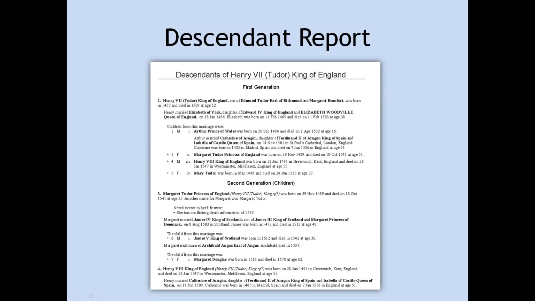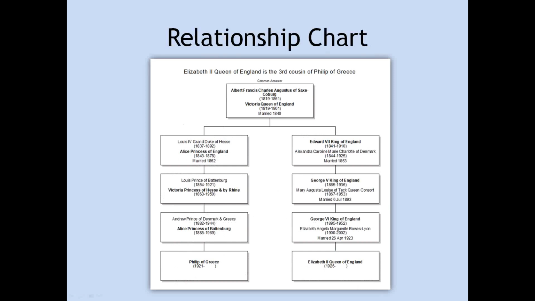Now, of course, you might want to go the other way, showing all the descendants of a significant ancestor. Here we have Henry VII, who is also an ancestor of Queen Elizabeth, showing the first two generations of his family in what is quite a long report. Sometimes we just want to prove how we're related to somebody. Perhaps you have a DNA match that doesn't quite believe you. This is one way you can show them how you're connected.